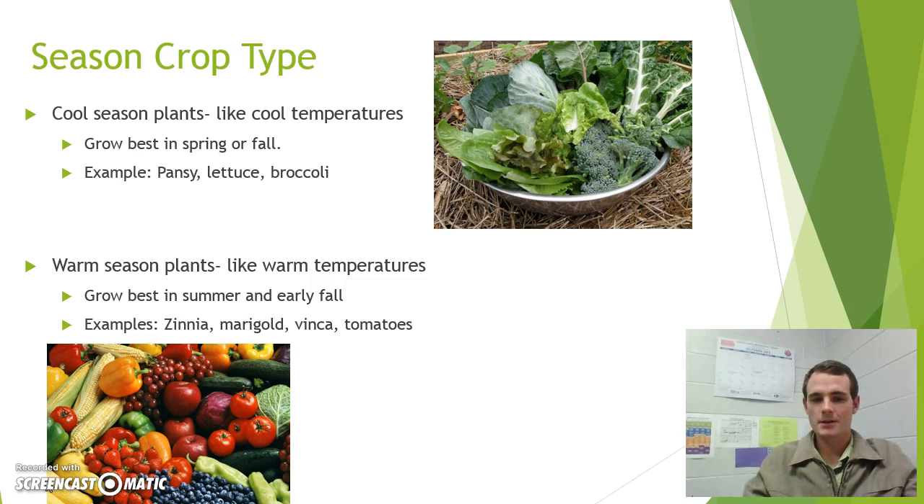They grow best in the summer and early fall. An example would be a zinnia, an annual flower, marigold, an annual flower, vinca, another annual flower, and tomatoes and many of your vegetable plants like squash and watermelons are warm season plants.